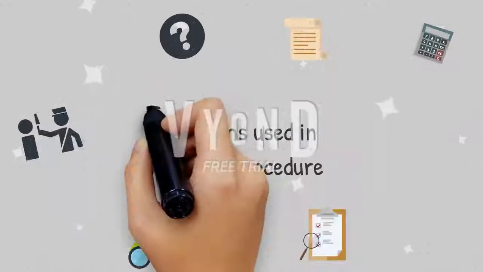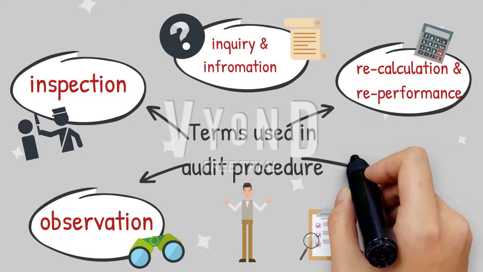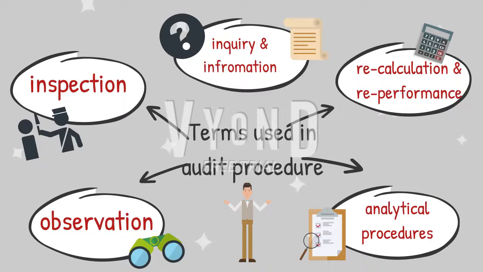These are the terms used in audit procedures. The first one is inspection. It involves having the audit staff examine records, documents or tangible items. Second is inquiry and information, seeking information and getting information from both inside and outside of the company.